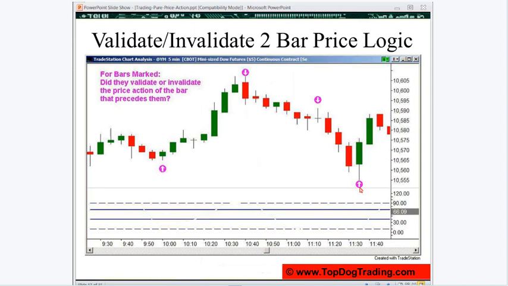But what about this one? Just for fun and giggles, does this one validate or invalidate the bar before it? Right. Good. Yep. Right. So this, where did my cursor go? There it is. So it keeps going away on me for some reason. If I don't keep moving my cursor, it goes away on me. So yes, this green bar invalidates the red bar.